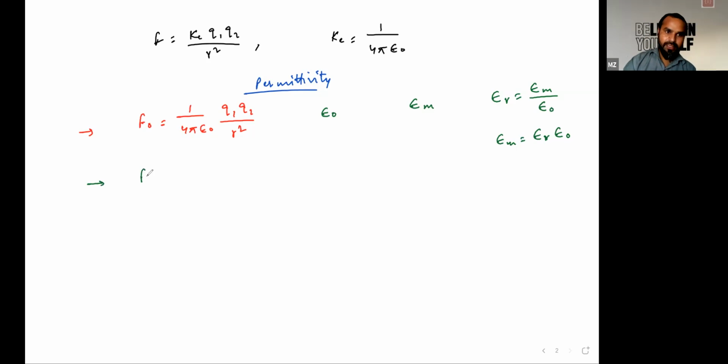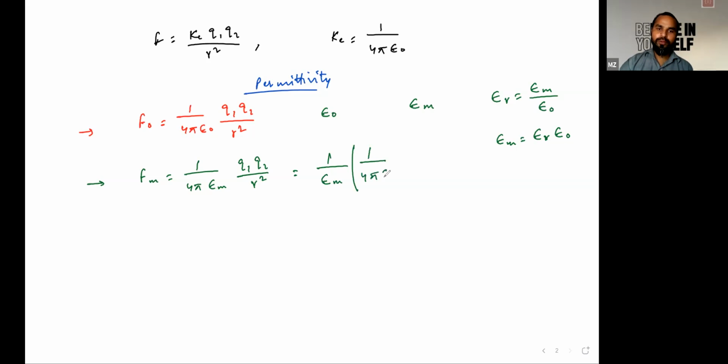So for this case, if I have to calculate the force in any medium, it would be 1 by 4 pi epsilon of medium, Q1 Q2 over R square. Put the value of this epsilon into this, it will become 1 by epsilon r times 1 by 4 pi epsilon naught Q1 Q2 over R square. And this is nothing but F naught. So it will be F naught over epsilon r. Is it clear? Yes, sir.